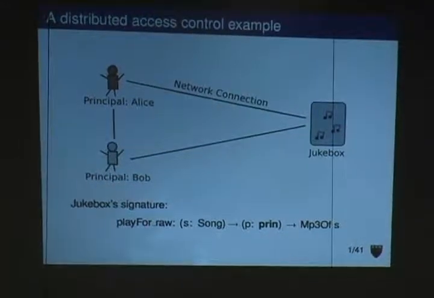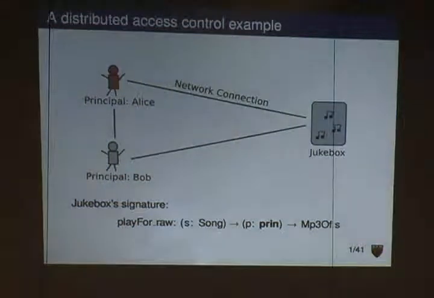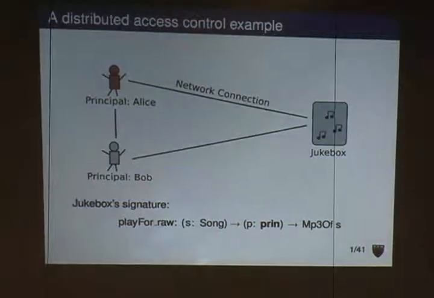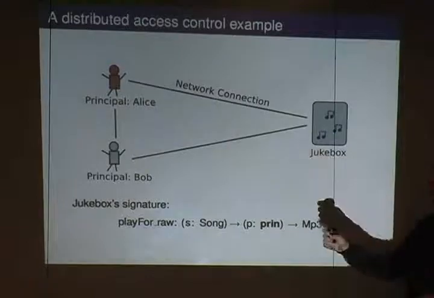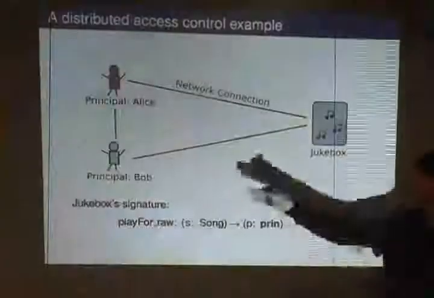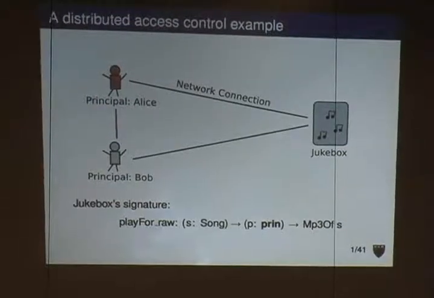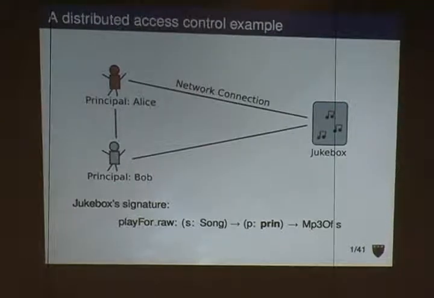And right now, I want to give you an overview of some of the things we have in Aura, and some of the motivations. We're going to start with a simple example of a distributed system that needs some access control. So here we have two users of the system. We're going to use the word principal to talk about users. So Alice and Bob are principals, and they're connected over a network to each other and also to a jukebox, or a server which gives jukebox-like functionality.